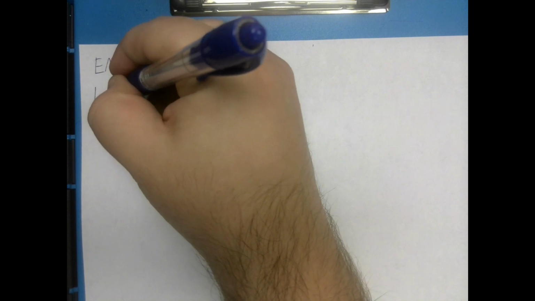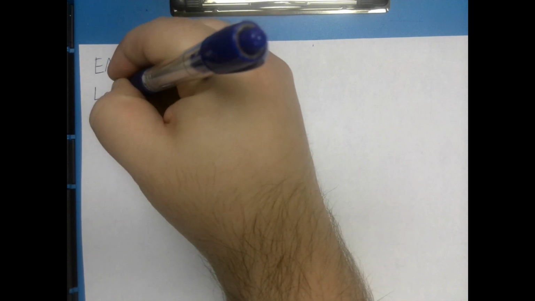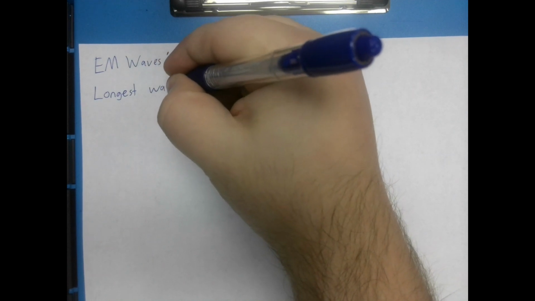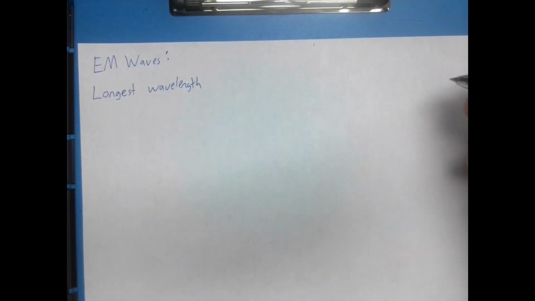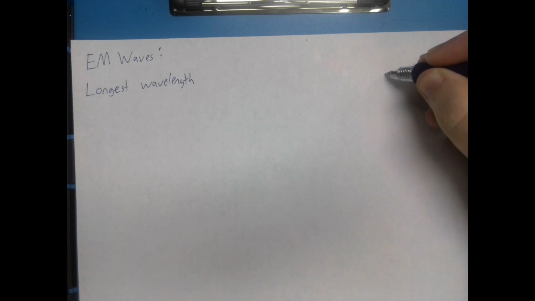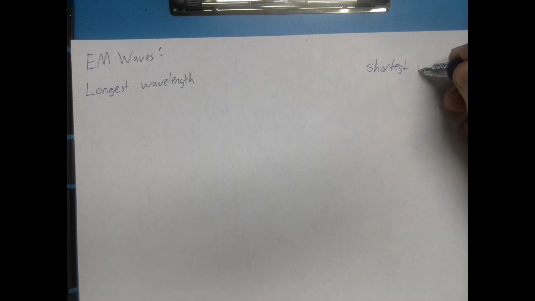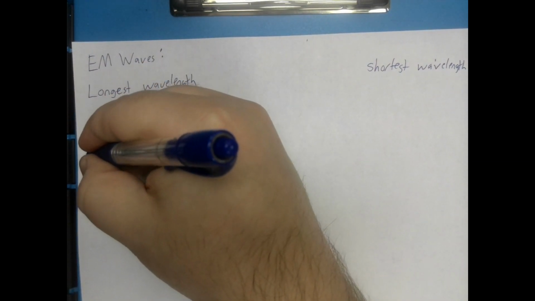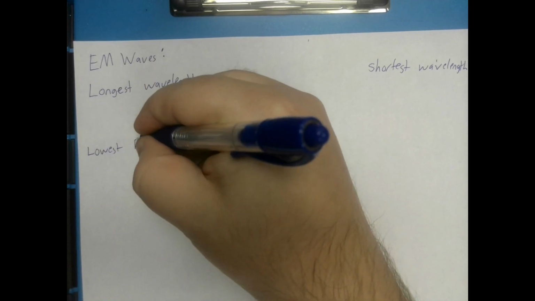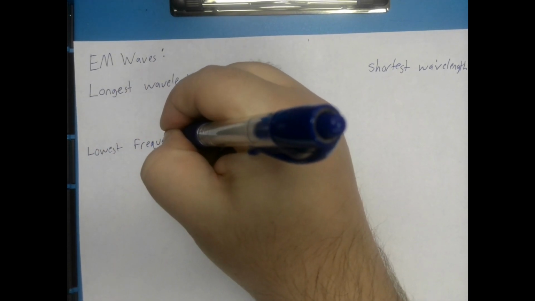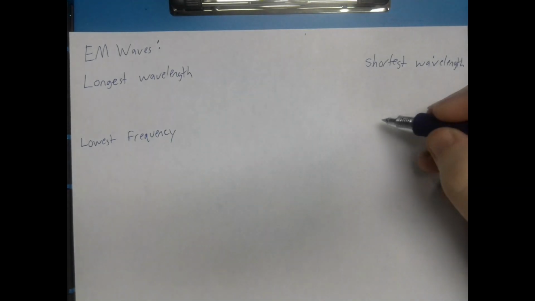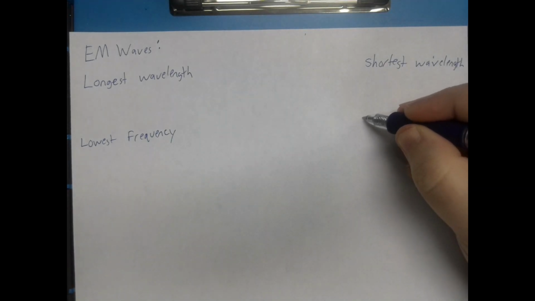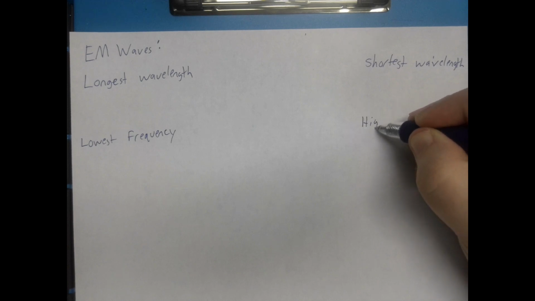So let's order them from longest wavelength to shortest wavelength. And longest wavelength corresponds to lowest frequency, or smallest frequency, and shortest wavelength corresponds to highest frequency.